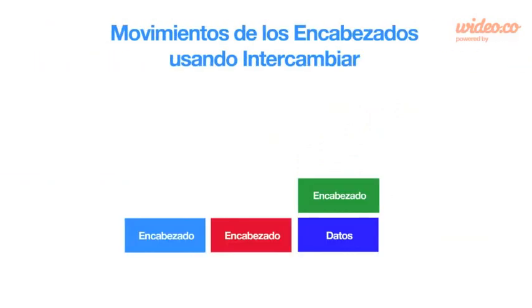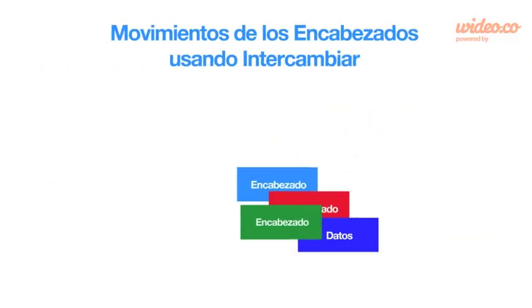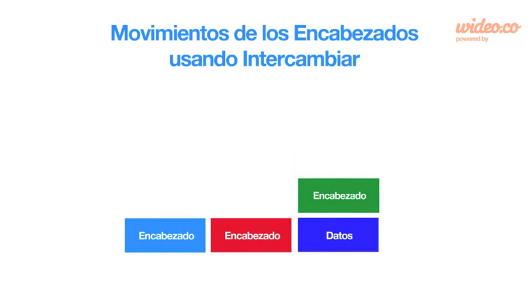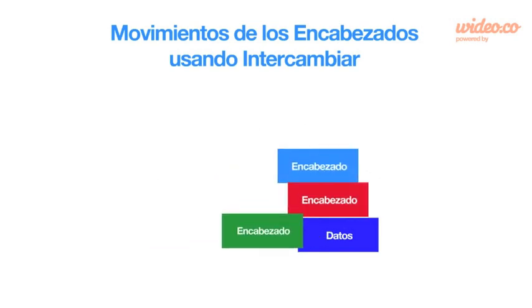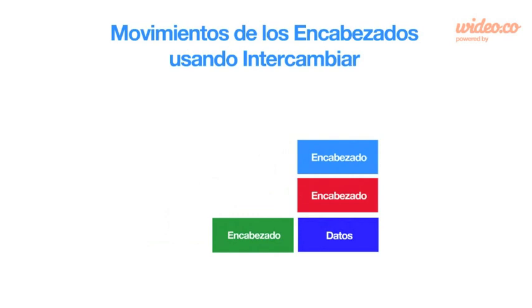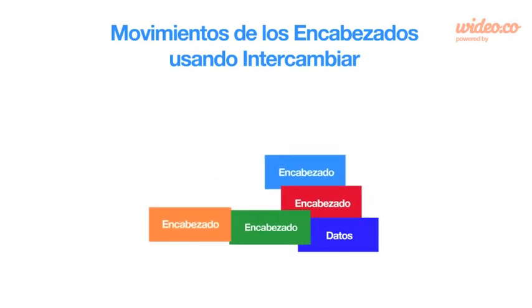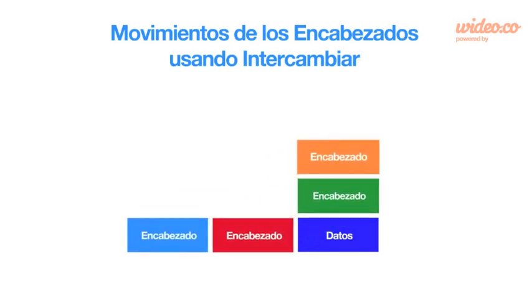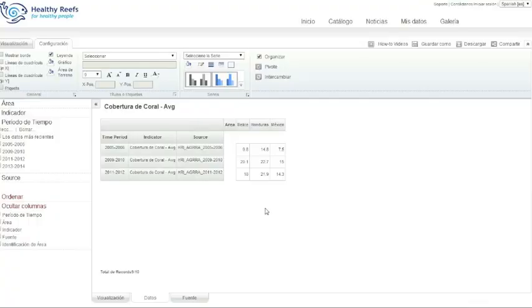Now we will see the change of the headers using interchange. This movement interchanges all the row headers for all the column headers. Now an example with 2 headers. These changes are done using the pivot and interchange tools. Now that we understand these changes, we can proceed to modify our table.